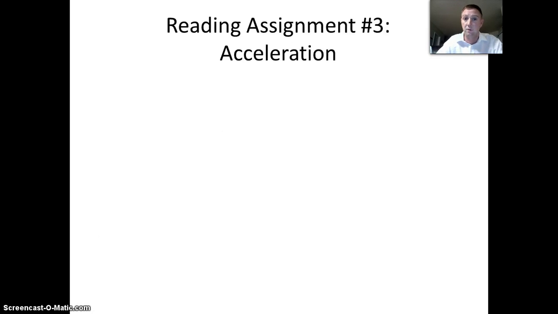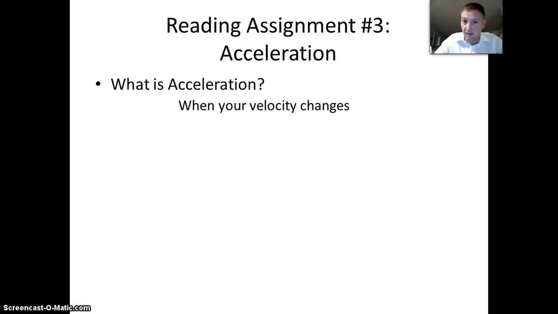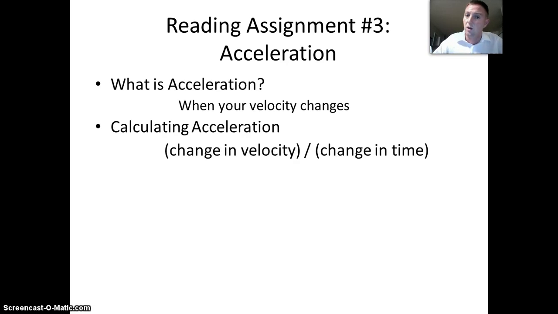Alright, moving on. We also read about acceleration. So what is acceleration? Acceleration is when your velocity changes. You either speed up or you slow down. Or you change direction. Acceleration can be a change of direction as well. Right? How do we calculate it? My change in velocity over my change in time. My acceleration measures how quickly my velocity is changing, how quickly I'm speeding up, how quickly I'm slowing down. That's how we calculate acceleration. V final minus V initial divided by time final minus time initial.